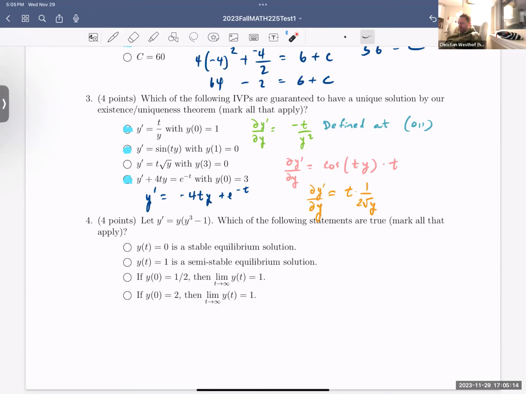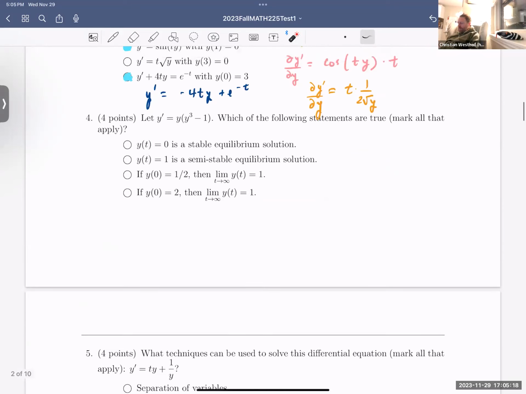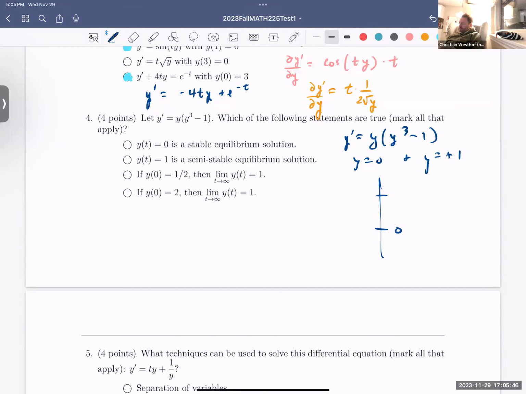for that third piece. Next one, let y prime equal that thing, y cubed minus 1. Which of the following statements are true? Mark all that apply. So our equilibrium solutions, if we set y prime, y cubed minus 1, to 0, that's when y is 1. No, let's see, negative 1 would be, no, just plus 1. So if we look at a phase line, we have 0, we have 1.